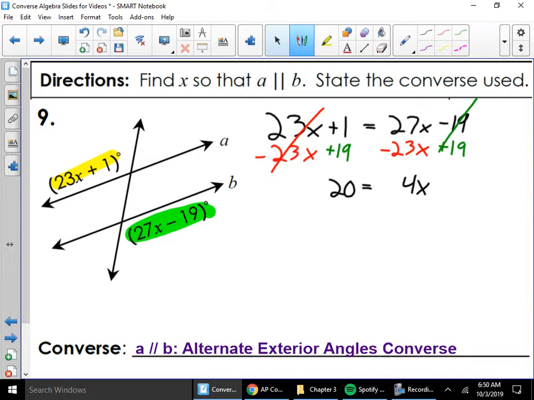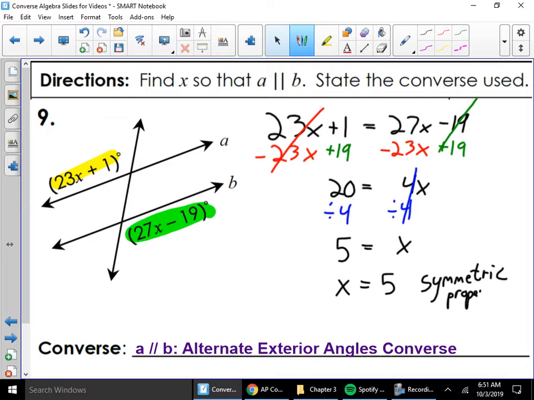So now we're left with just one step. Dividing both sides by 4 will get x by itself. And we are left with the equation 5 equals x. If it really bothers you to see it that way, you can always flip it around because of the symmetric property. So x is 5. Our alternate exterior angles converse tells us that if x is 5, we know those two angle measures are equal. Therefore, the lines are parallel.